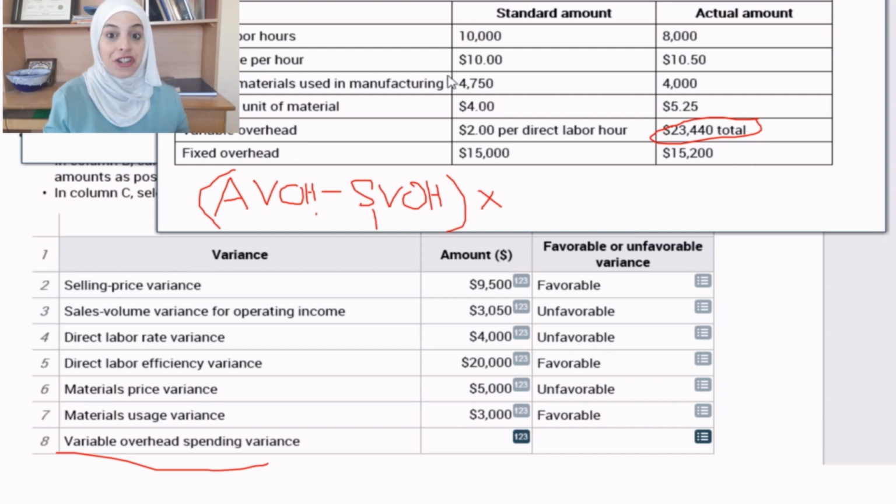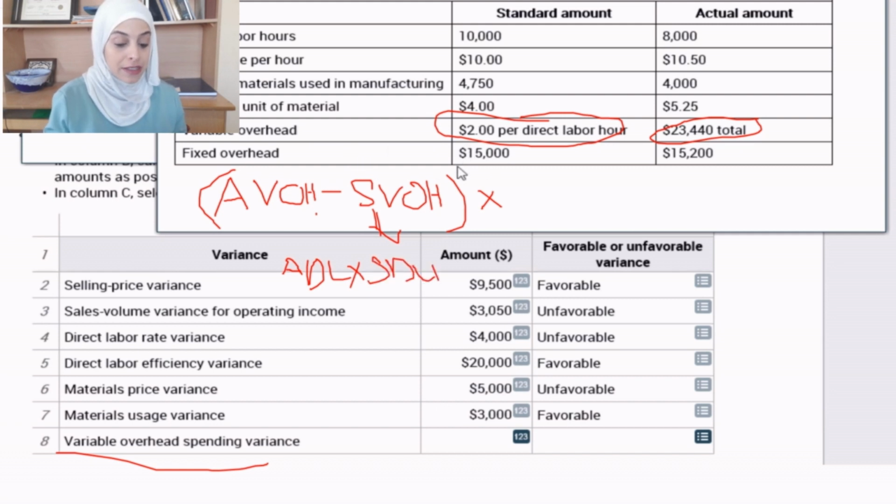Okay, this is the actual variable overhead expenditure, and we want here the standard variable overhead. Actually, they did not give us the amount of the standard variable overhead expenditure. So what we should do is compute it on our own. What does the standard variable overhead equal? It equals the actual direct labor hours times the standard variable overhead rate per direct labor hour. We already have the actual direct labor hours, which are 8,000, and we're going to times them by the standard variable overhead rate per labor hour, which is $2.